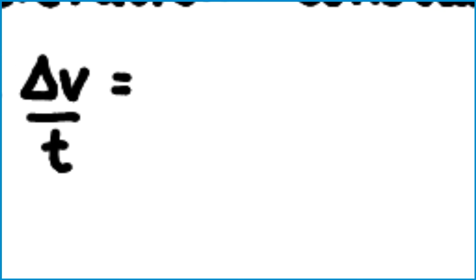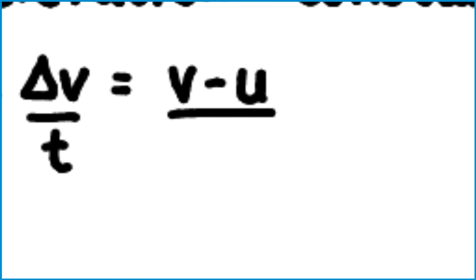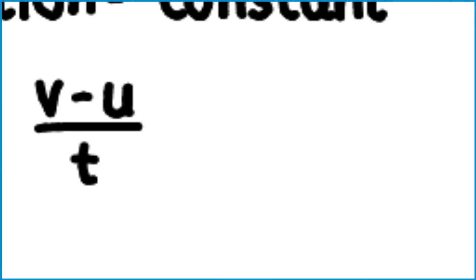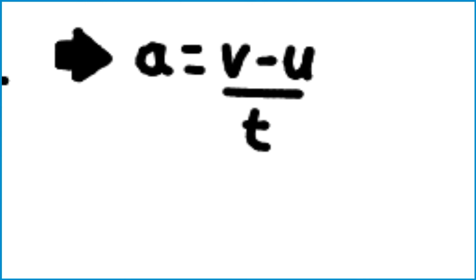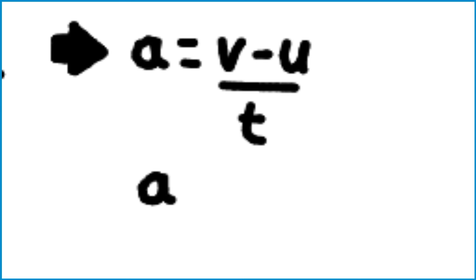So we can say v is the final velocity minus u, the initial. We could use the alphabetic or v final minus v initial, over time. So the main thing is we can write the following formula. Acceleration equals v minus u over t. Now let's cross-multiply, it becomes at equals v minus u.